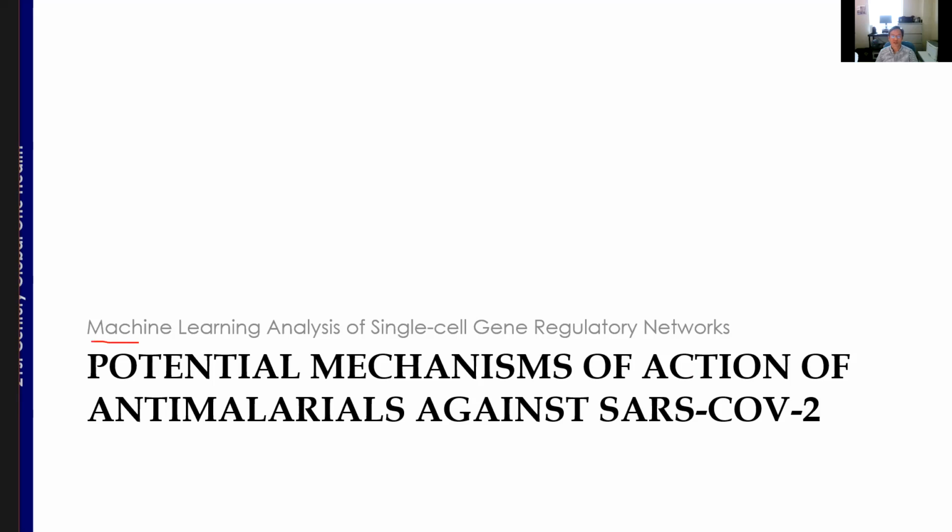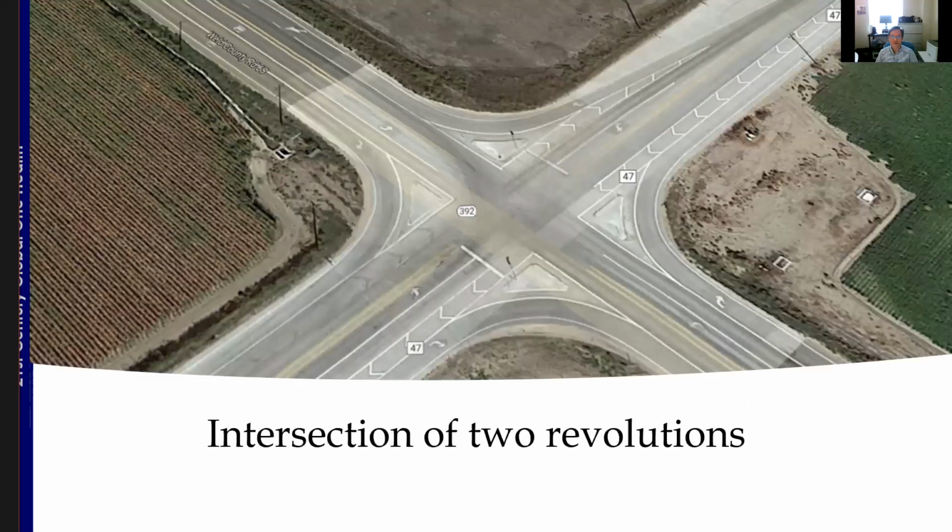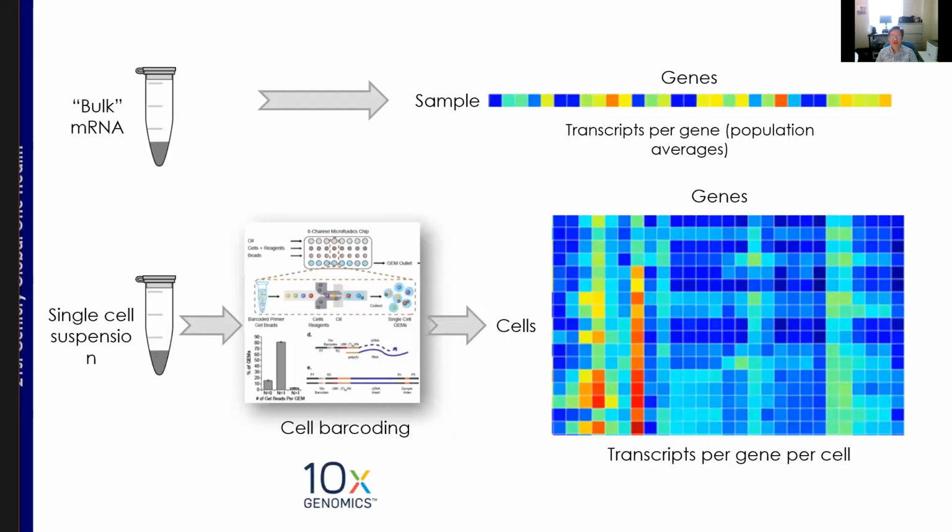which is we are going to use machine learning algorithms to study single cell data to build gene regulatory networks and apply them to COVID-19 analysis. Now we are at an intersection of 2 major technology revolutions. One is machine learning, another is called single cell technology.